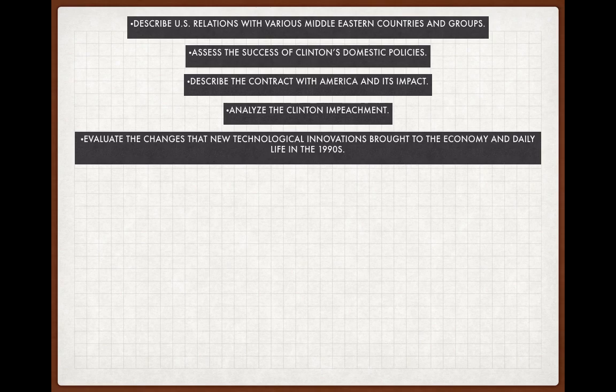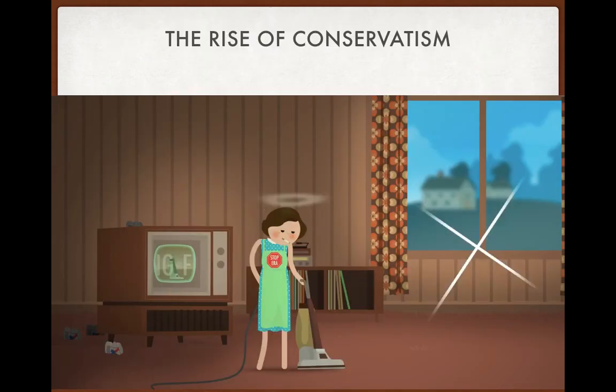administration, describe U.S. relations with various Middle Eastern countries and groups, assess the success of Clinton's domestic policies, describe the contract with America and its impact, analyze the Clinton impeachment, and evaluate the changes that new technological innovations brought to the economy and daily life of the 90s. That would be the internet, right?